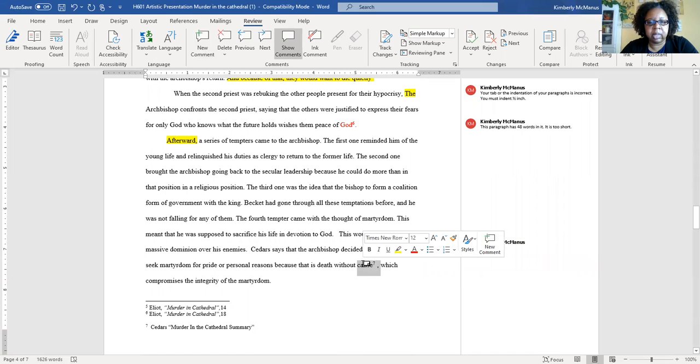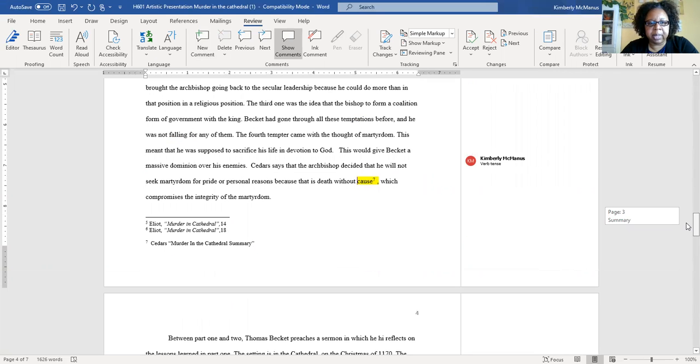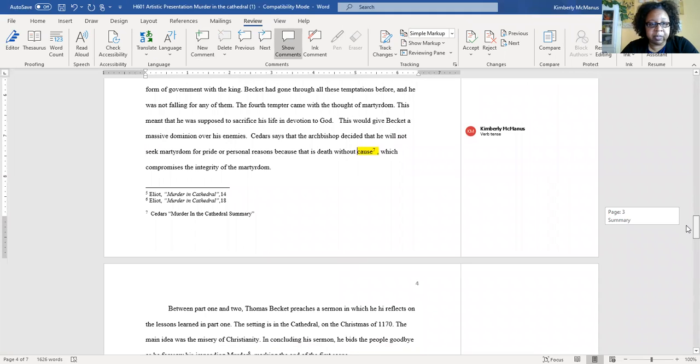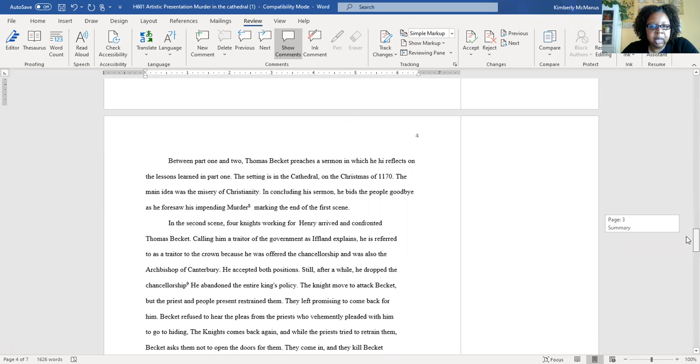Again, you didn't do this correctly, which compromises integrity. Okay. So you can use Ibid, period, comma, when it is the exact same source, like for 5 and 6. So your first one would have been Eliot, The Murder in the Cathedral, comma, quotation 14. The number 6 would have been Ibid, period, comma, 18. Okay. Again, you did not do these right. You have to go back in and get your footnotes right.